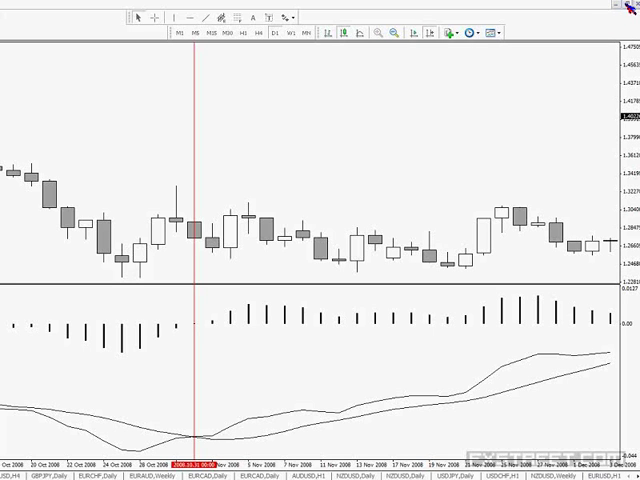The reason this chart has an indicator on it is because I'm writing about why indicators don't work. So that's why that one's there. Okay, let's go to the euro chart.